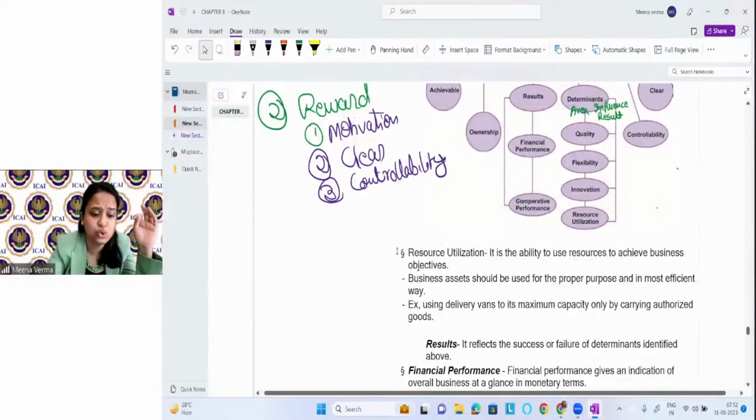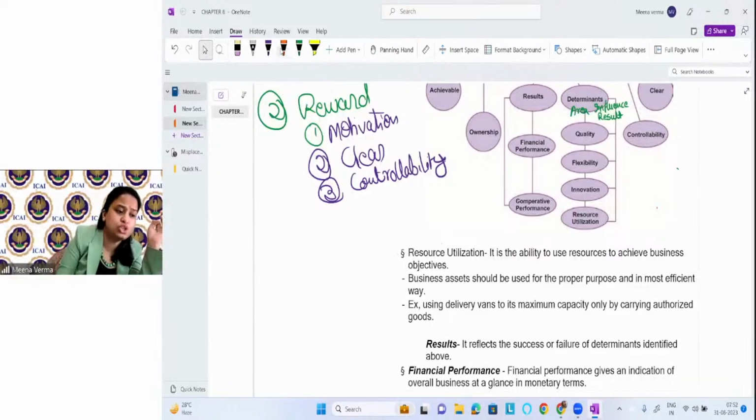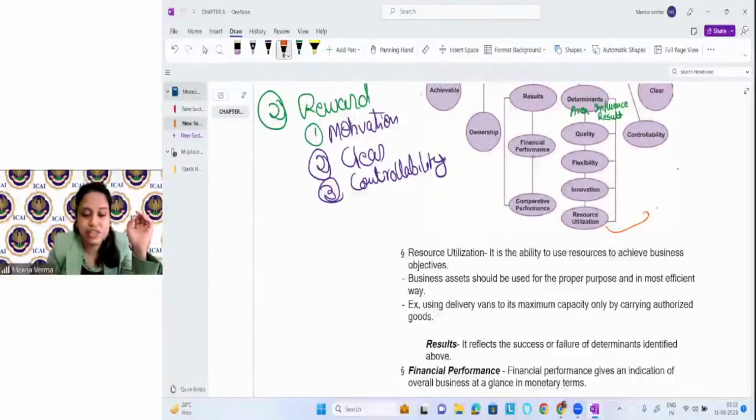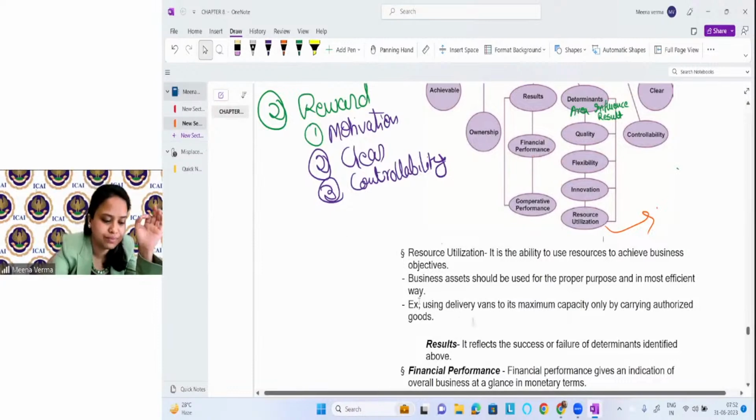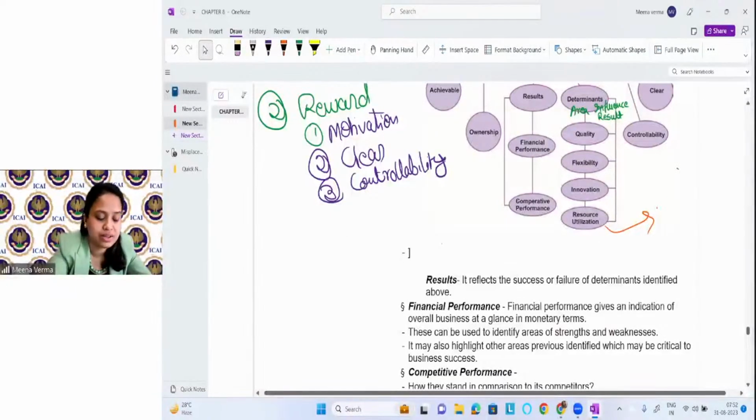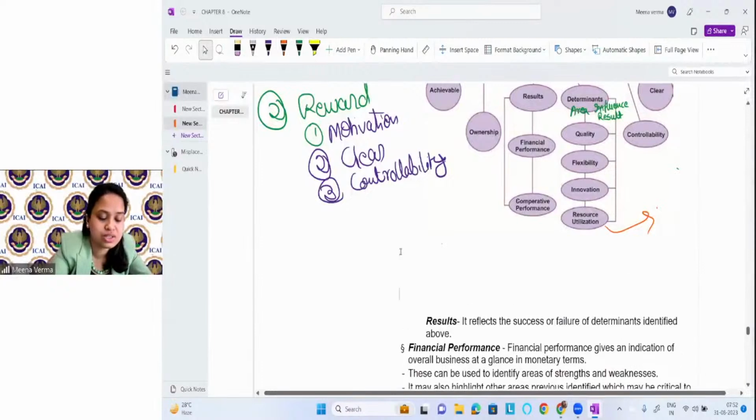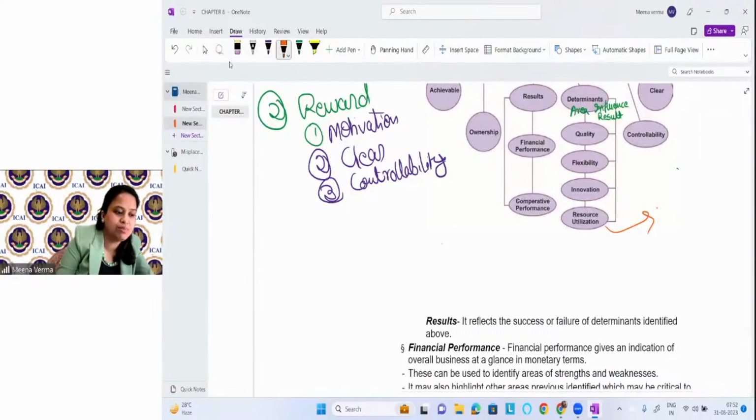Next is resource utilization. Resource utilization means best use of resources. The organization should use their resources in the best possible way. So this will all influence the result. Let me explain again.